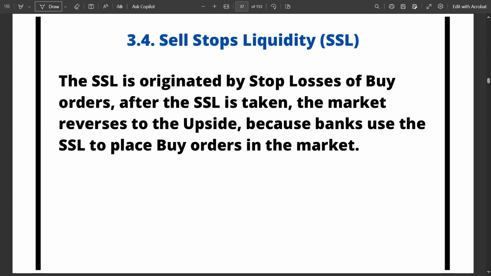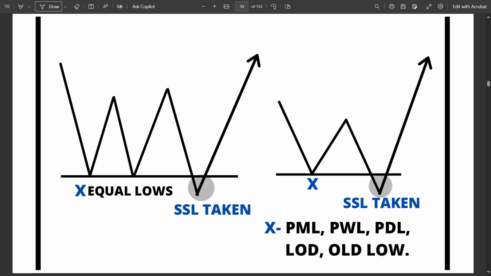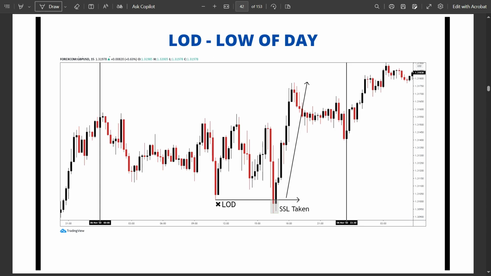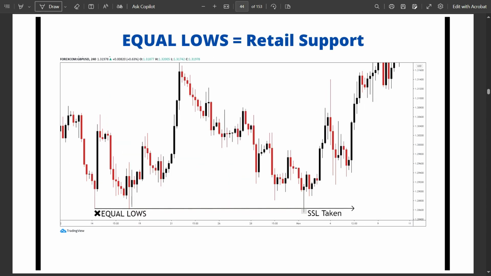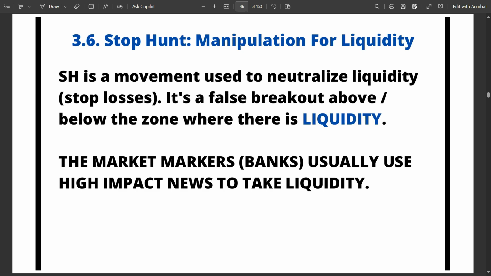When does SSL happen? This occurs when stop losses on buy orders are activated. The liquidity from this situation helps banks place their buy orders. When sell stop liquidity is consumed, the market turns bullish. For example, here stops were taken out, leading to a rise. As you can see, the market always seeks liquidity. I skipped these parts because they are exactly opposite of BSL we reviewed. When BSL is taken, the market reverses to the downside, and when SSL is taken, the market reverses to the upside.